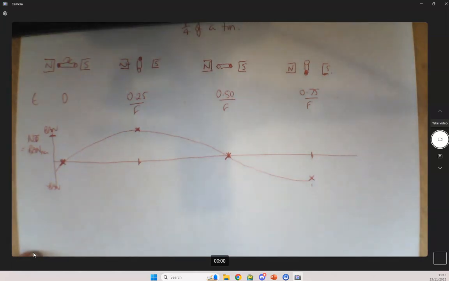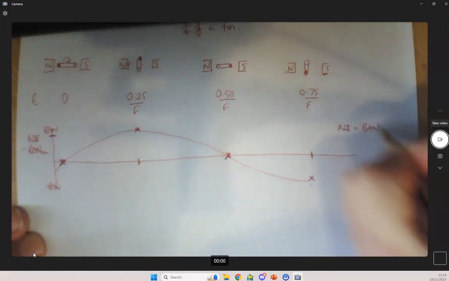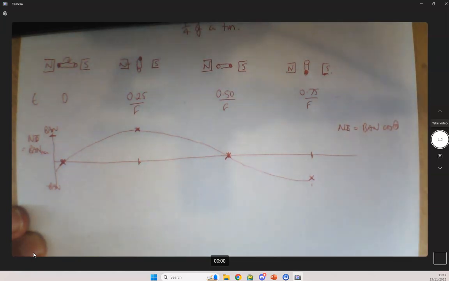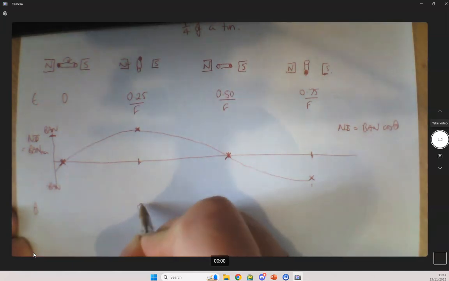Now if we look back at our formula sheet, what they actually give you on the formula sheet is your magnetic flux linkage, N phi, is BAN cosine of theta. Now, if I look at this, cosine of 0 is obviously 1. So here, my theta, that's my 0 degrees.